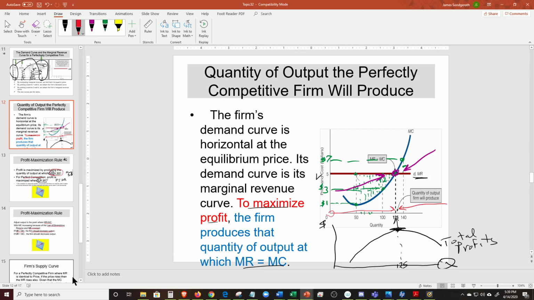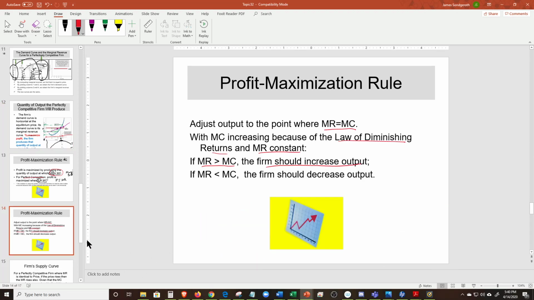And if marginal revenue is less than marginal cost, it should decrease output. We've already gone over that in slide number 12 of this PowerPoint, okay?